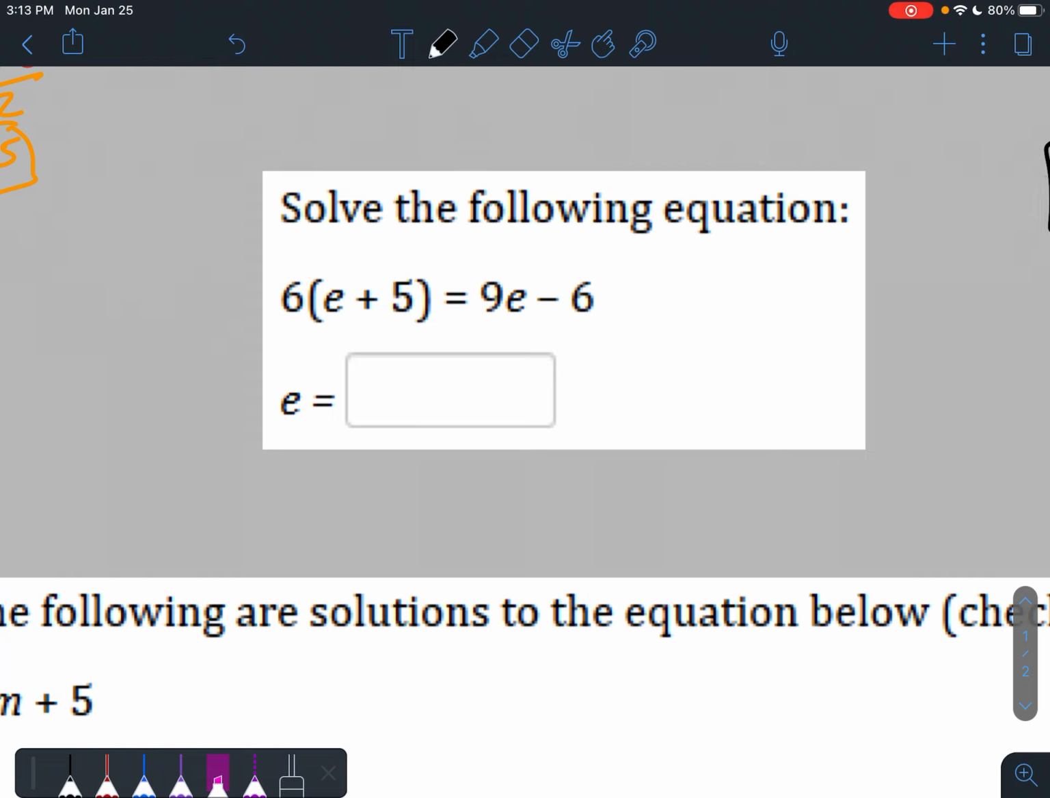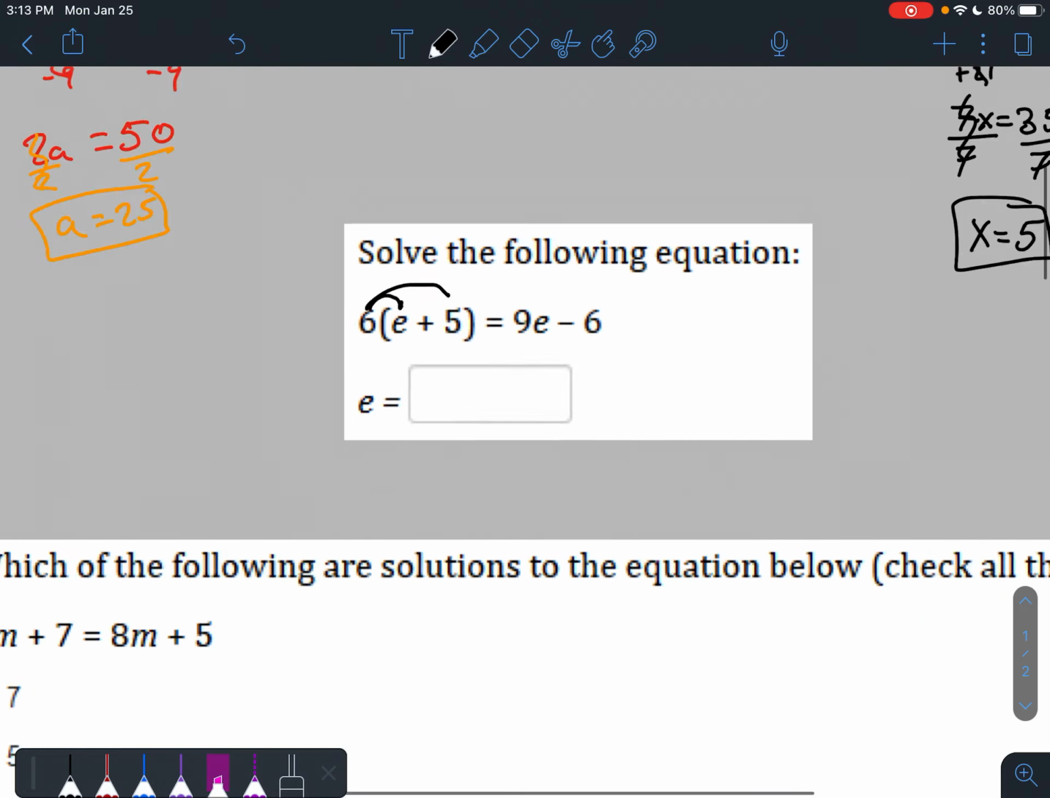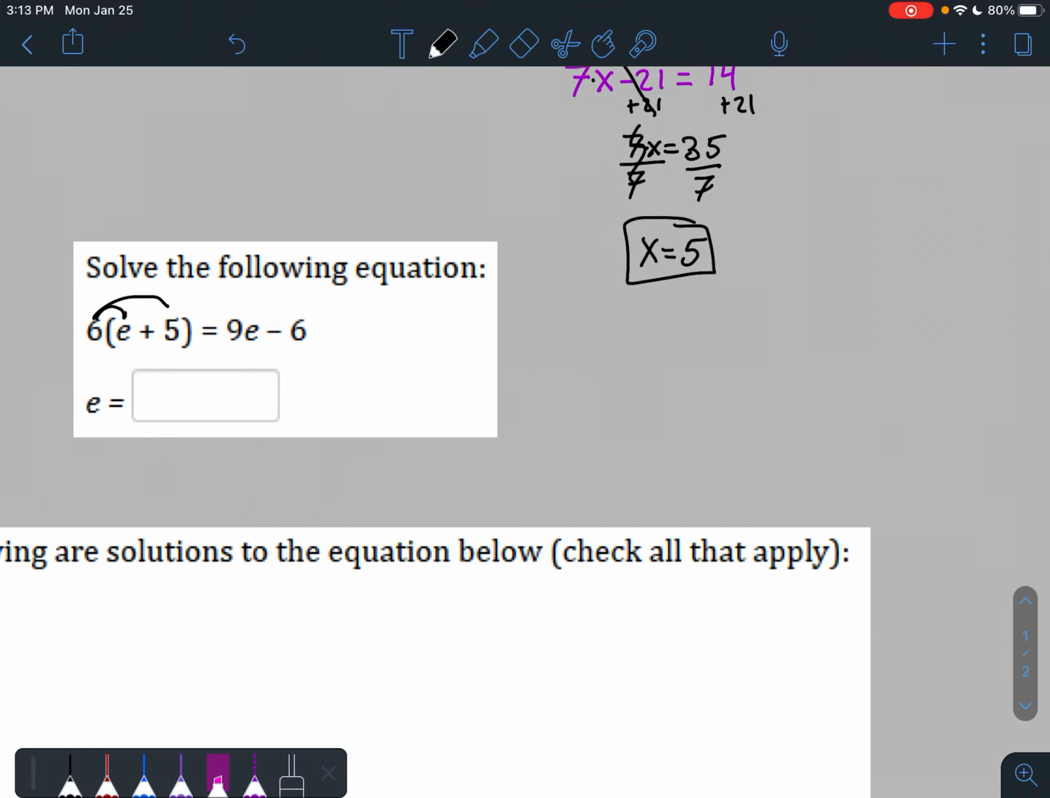Solve the following equation. Ooh, we've got an extra step going on in between here. So now I've got 6 times the quantity e plus 5 equals 9e minus 6. So with that, we want to get rid of these parentheses. This is going to make our life a lot easier. So we're going to distribute that number through, and that's going to give us 6e, 6 times e, and this is going to be plus 30, and that equals 9e minus 6.